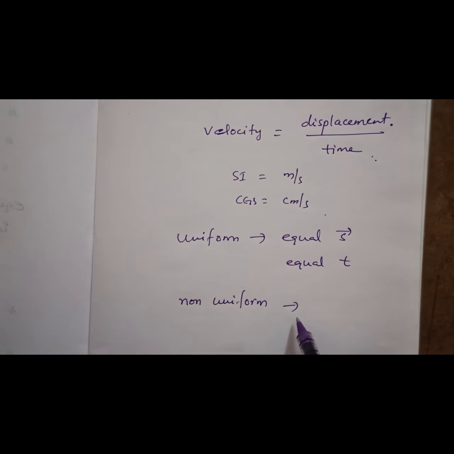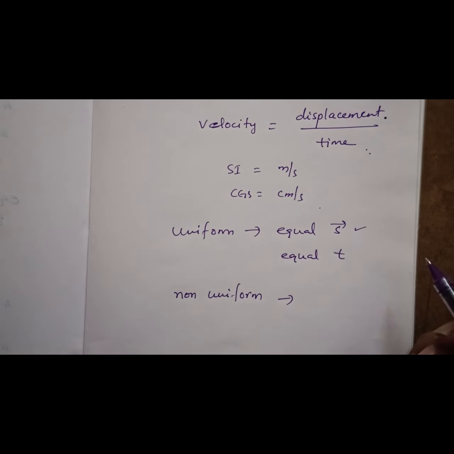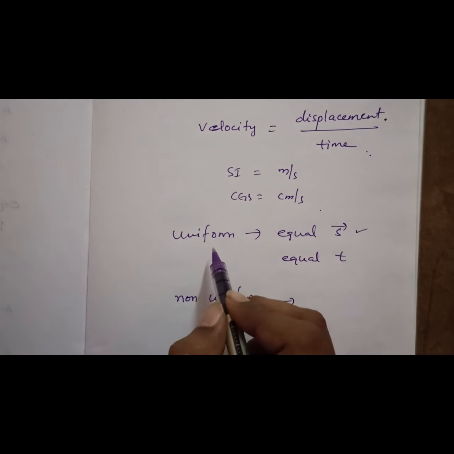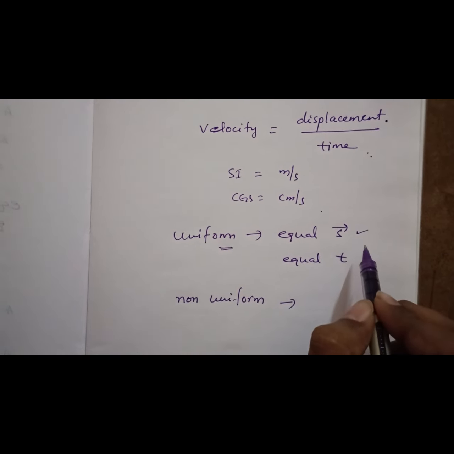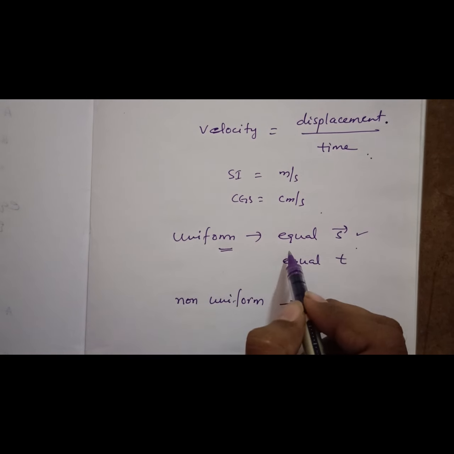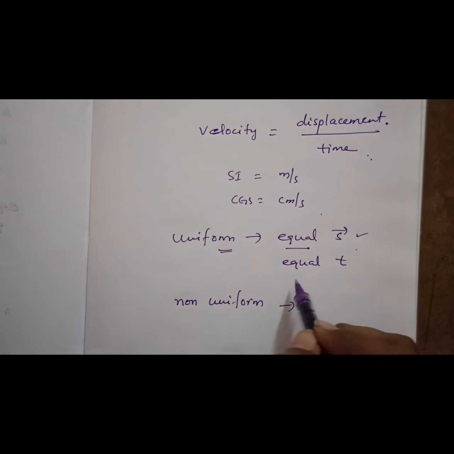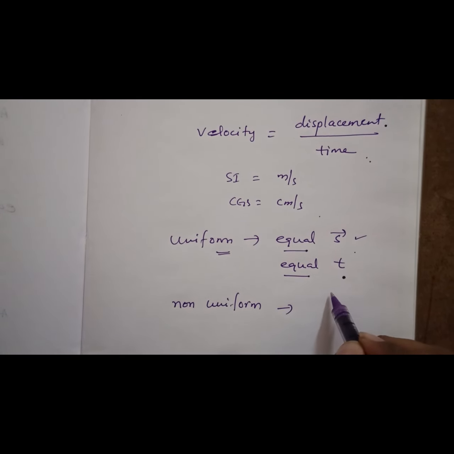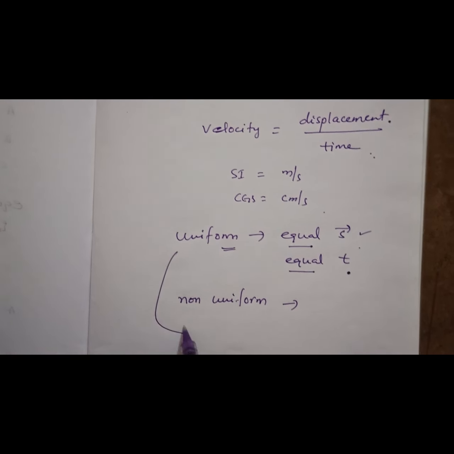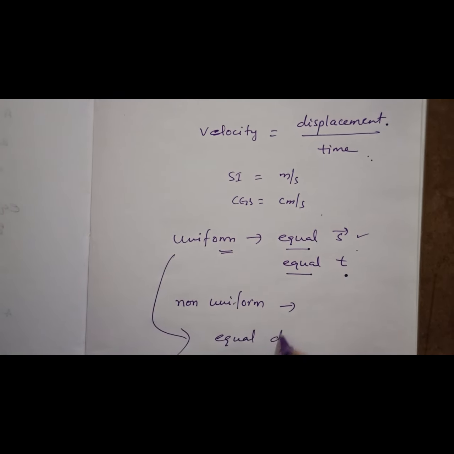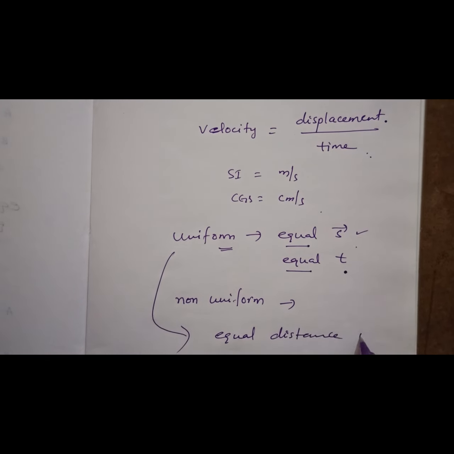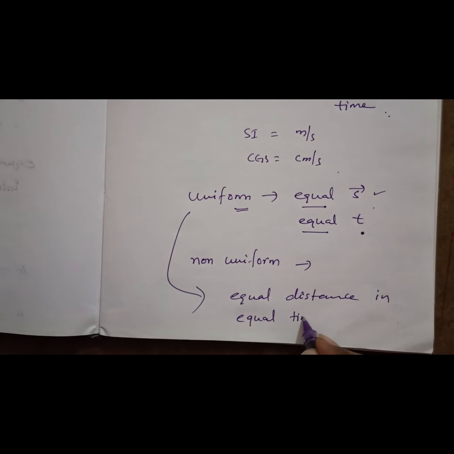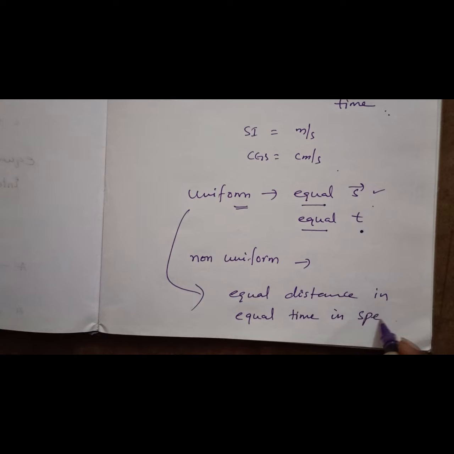Now here, velocity we are saying in terms of displacement. Speed we are saying in terms of distance. Now velocity also we can say in terms of distance. If a body travels equal distance in equal time in a specified direction.